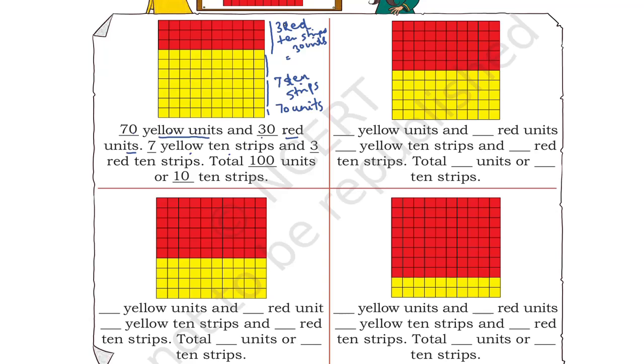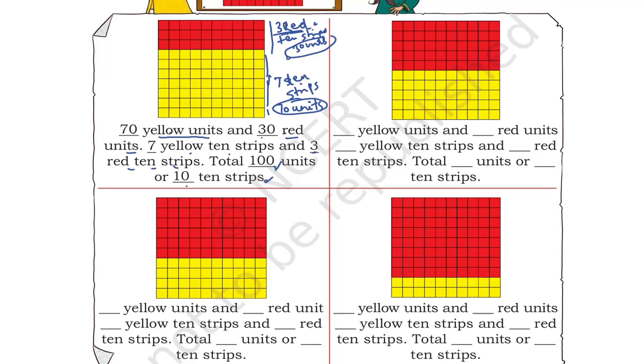7 yellow 10 strips. We already figured it out. You don't need to tell us. And 3 red 10 strips. We also figured that out. You don't need to tell us. And total of how many units will be there? There will be a total of 30 units of red and 70 units of yellow. There are going to be a total of 100 units. And how many total strips are going to be there? There are going to be a total of 10 strips. How? We have 3 10 strips of red color and 7 10 strips of yellow color. So that's how that makes it a total of 10 strips.